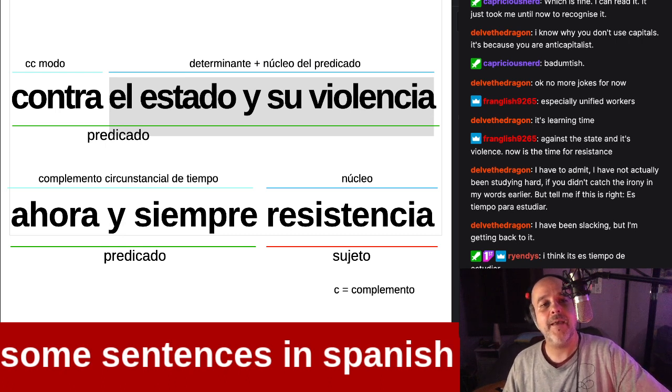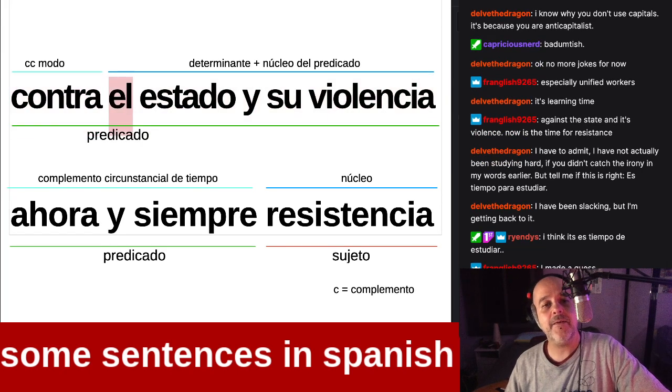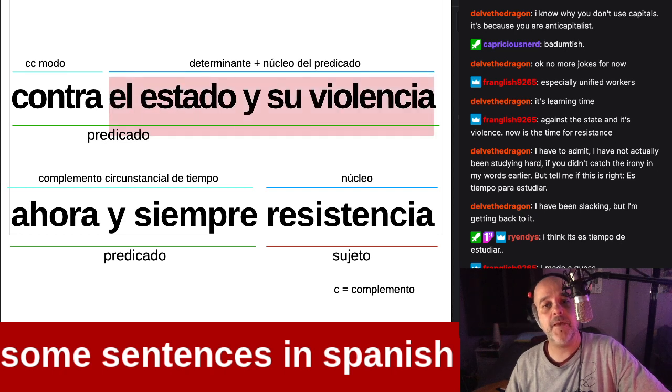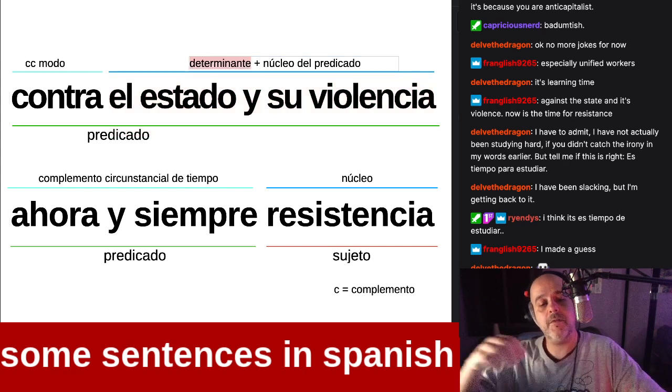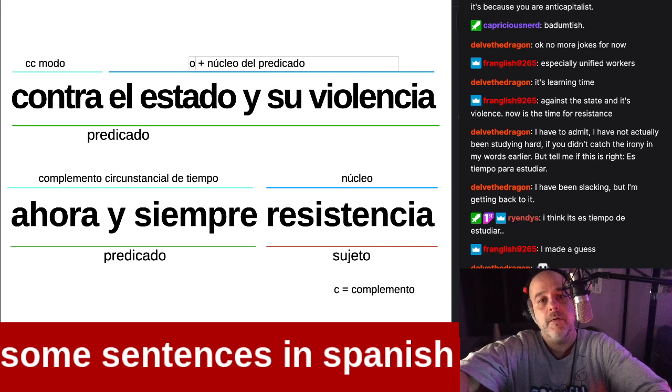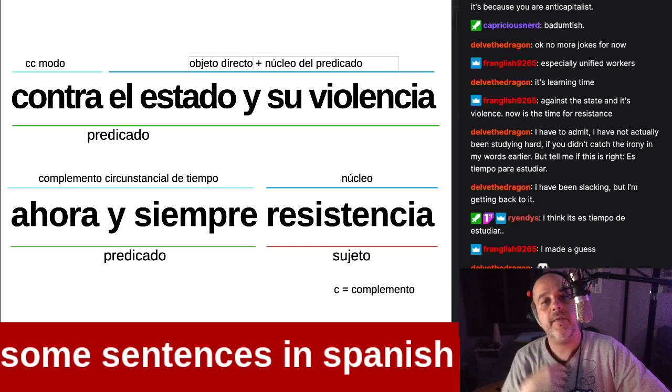So, contra, against, el Estado y su violencia. So all of this would be the objeto directo, which is also the determinante plus the nucleus of the predicate, because there is no verb. So the object, the direct object. So I'm going to change it actually. Objeto directo. Missed the T. Typos.